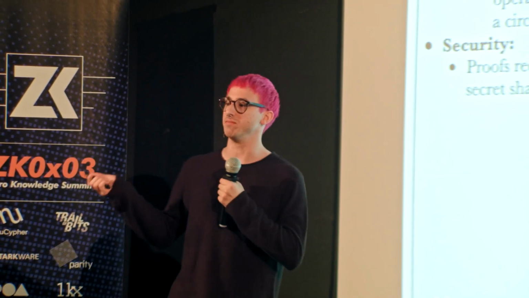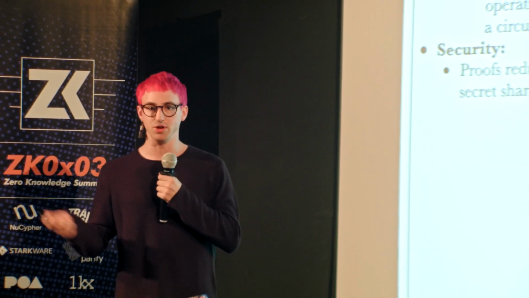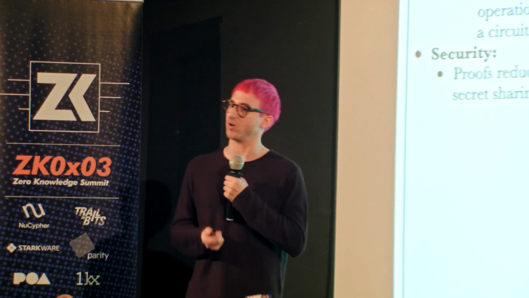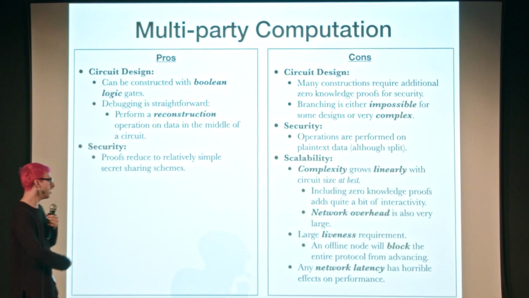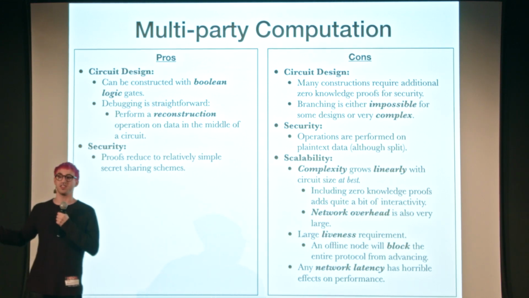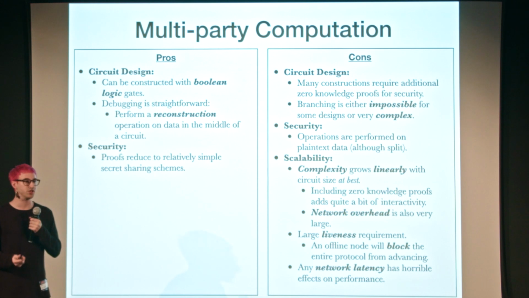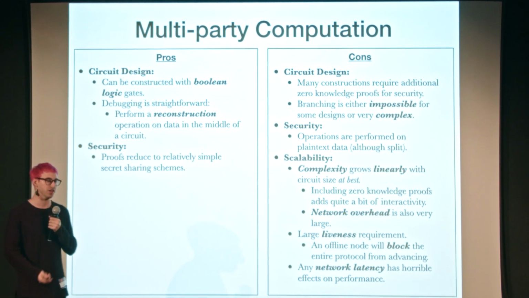Depending on the scheme, it may require exponential communication. So if you have 3 parties, it would require something like 3 to the 3 communications back and forth. There's a huge liveness requirement. An offline node can block the entire protocol from continuing, so you'll have to wait for that one party to come back online to perform something, which isn't great.